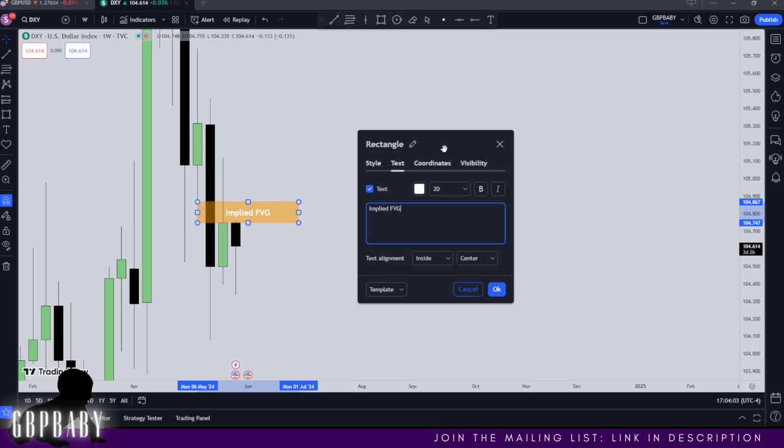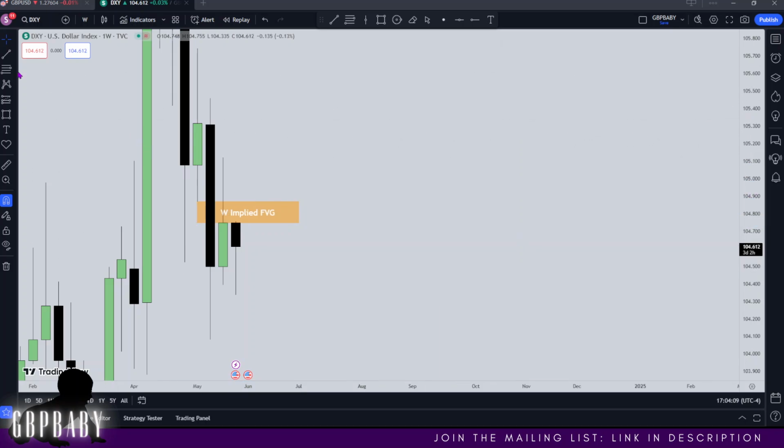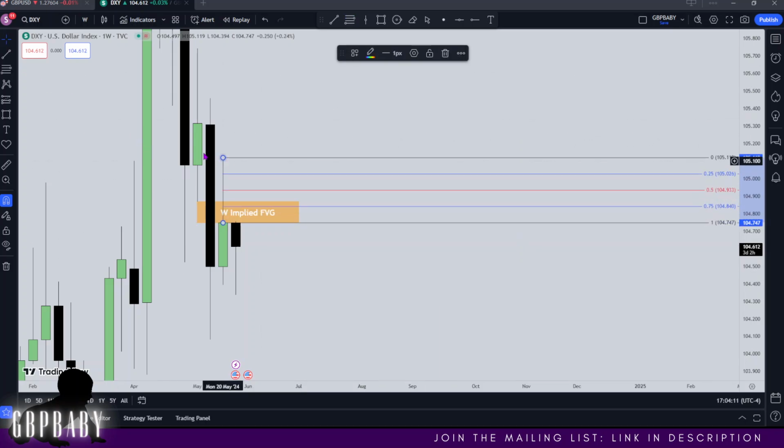So we'll get this implied fair value gap right here, and we'll put weekly. And then I'm also going to mark out the midpoint of this wick, because again, if we're to find resistance, as in if price is to trade lower, we should find resistance at the 50% level. So this is still going to be the highest I expect price to trade.